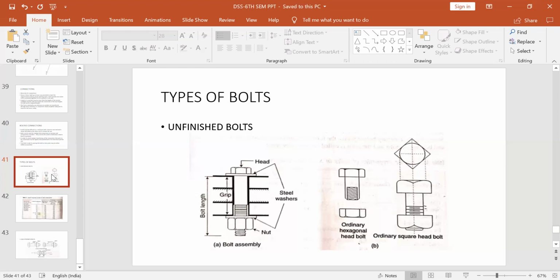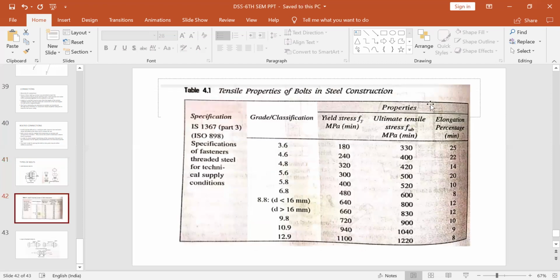Now, for ordinary bolted joints, the force is transferred through interlocking and bearing of bolts. Bearing type joint. Now, if you see this table, this is given in IS 1367 part 3, specification of fasteners, threaded steel for technical supply condition. Now, as per the grade or the class of bolt: 3.6, 4.6, 4.8, 5.6, 5.8, 6.8, 8.8. So 8.8 also has two categories available, less than 16 mm dia and more than 16 mm, 9.8, 10.9, 12.9. So these are the various grades of bolt that we use. The most commonly used grade is 4.6.